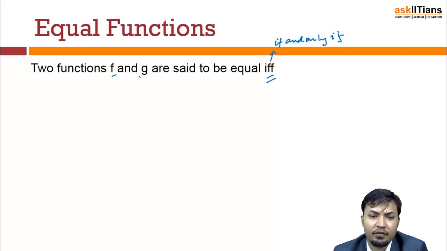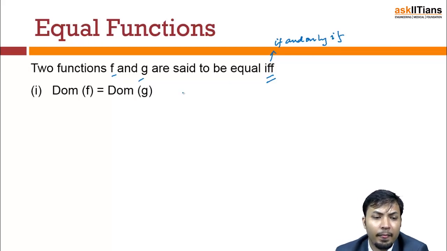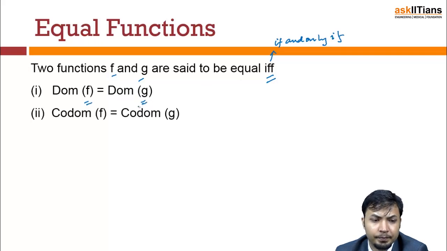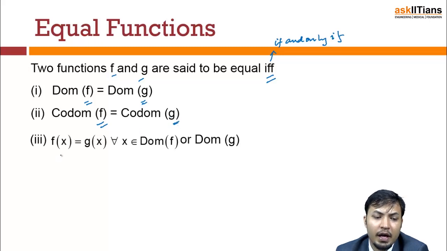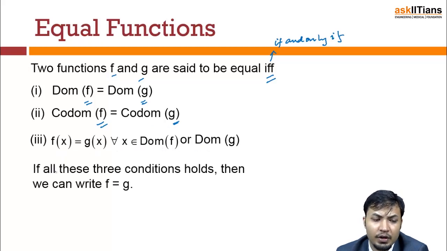Two functions f and g are said to be equal if and only if the domain of f is equal to the domain of g, the codomain of f is equal to the codomain of g, and f(x) equals g(x) for all x belonging to the domain of f or domain of g. If all these three conditions hold, then we can write that the two functions are equal, that is f equals g. Alright.